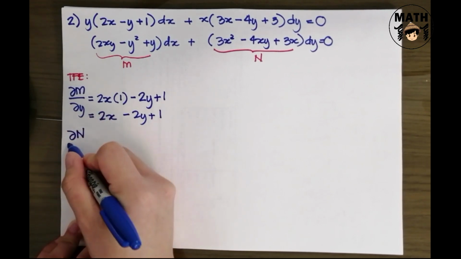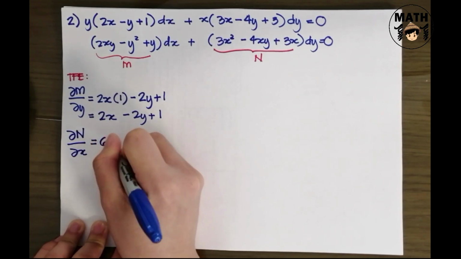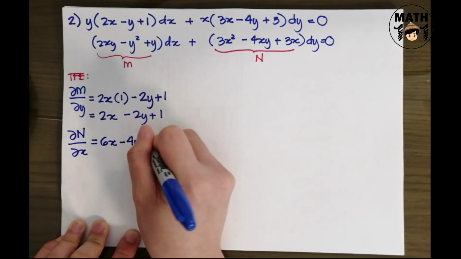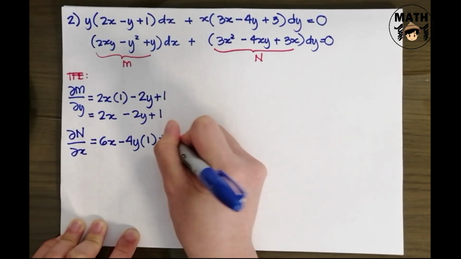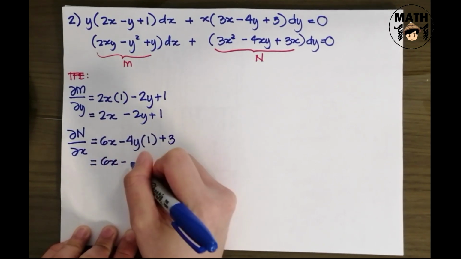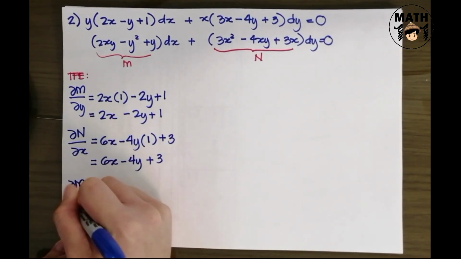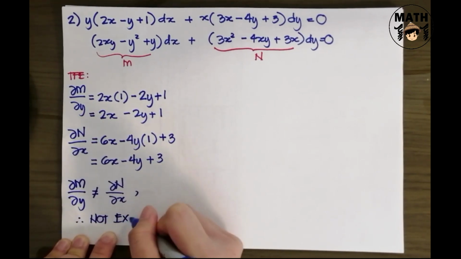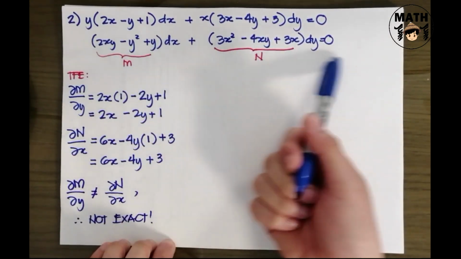Taking the partial derivative of N with respect to x, derivative of 3x squared is 6x, minus 4y, constant, times derivative of x, 1, plus derivative of 3x is 3. Simplifying, 6x minus 4y plus 3. Comparing the two, they are not equal. Therefore, this equation is not exact. We'll try to find an integrating factor that will make this equation exact.